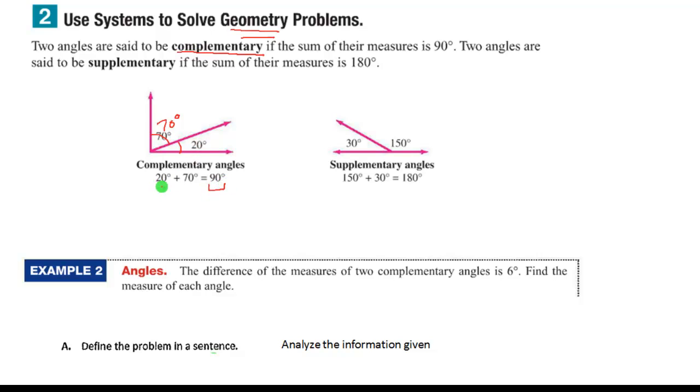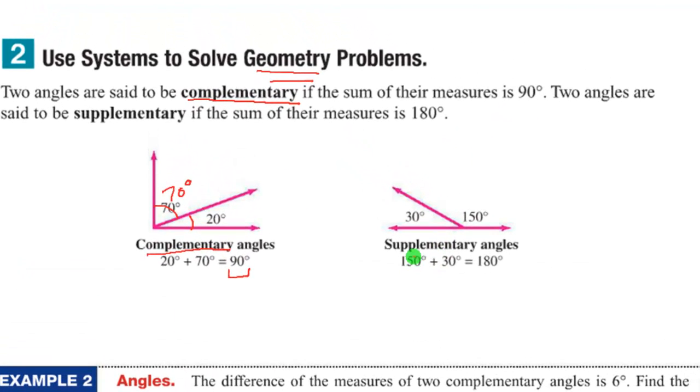So we call these angles complementary angles. They add up to 90 degrees. Supplementary angles are two angles that add up to 180. They make a straight angle like this. And so here we have a 30-degree angle and we have a 150-degree angle, and together they add up to 180. So those are called supplementary angles.